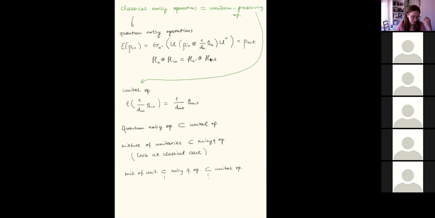And another exercise concerns the heat capacity of a system, and also how this heat capacity scales if you couple n systems in a thermal state.